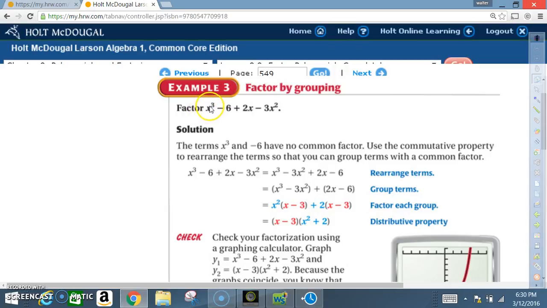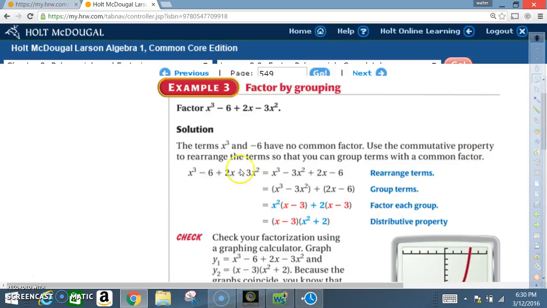Notice, x to the third minus 6, nothing in common. All right, so we got to match the x to the third up with that negative 3x squared. So solution, the terms x to the third and negative 6 have no common factor. Use the commutative property to rearrange the terms so that you can group the terms with a common factor.